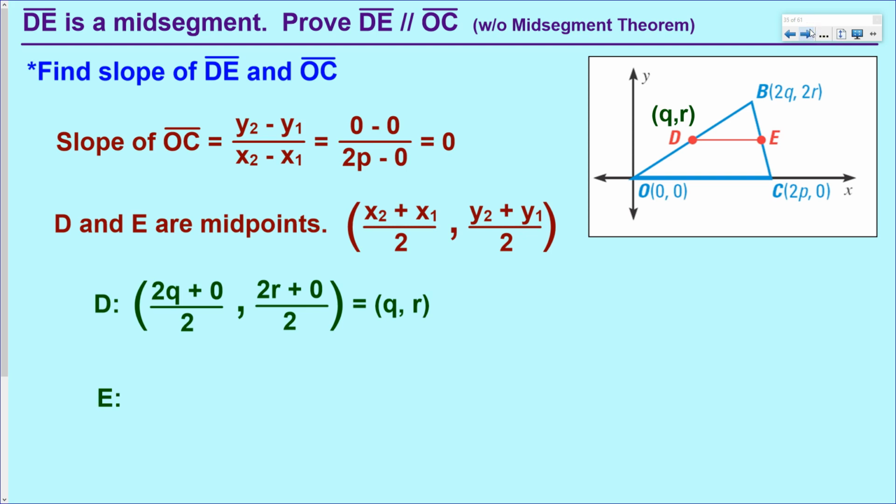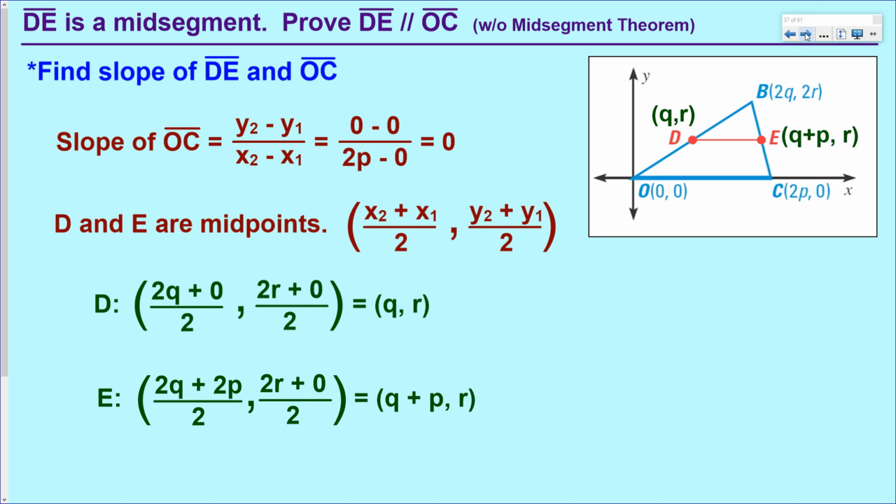Why don't you pause the video right here and try to find the coordinate of E? If you plug that in, it'll look a little something like that. On that x-coordinate, every term has a 2 in it, so you can actually cancel out a 2 with the denominator, and also with the y-coordinate, so you get q plus p and r.